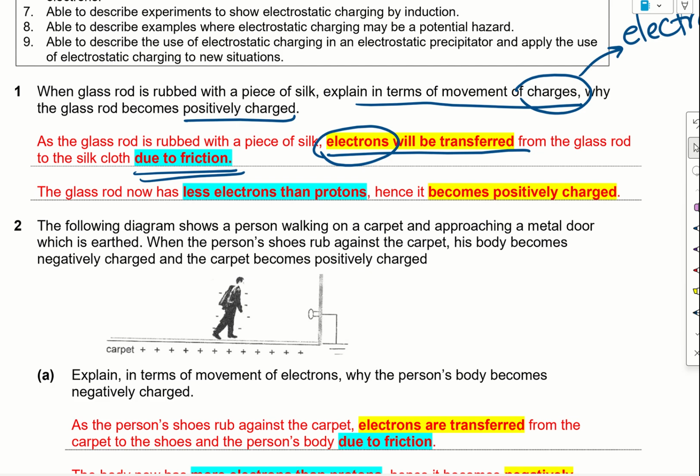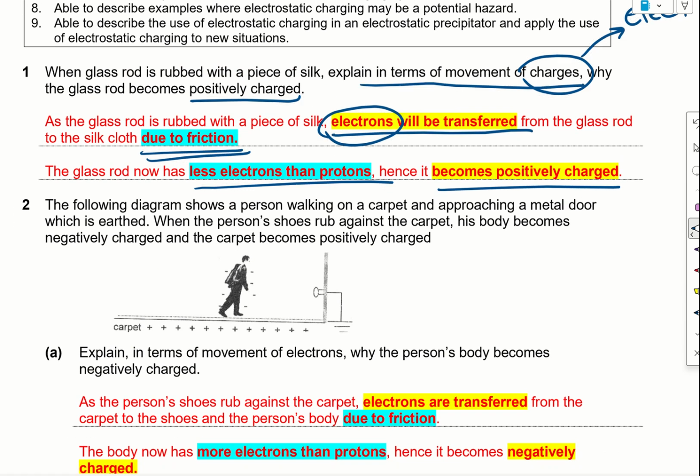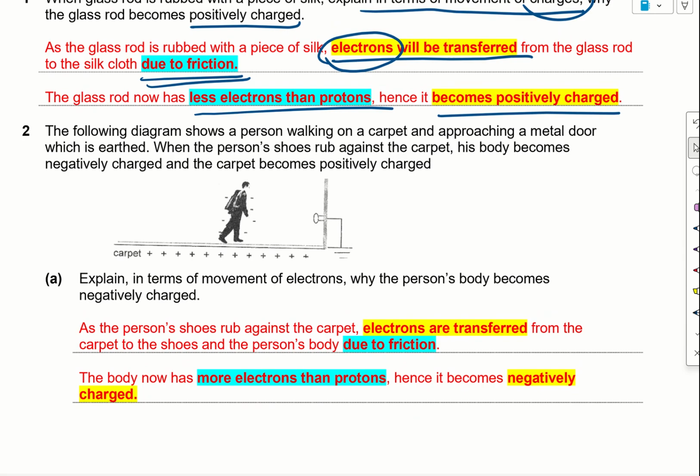Now the glass rod has fewer electrons than protons. Please be mindful that after electrons were transferred, it doesn't mean that the glass rod doesn't have any more electrons. It just means that it has fewer electrons, therefore it becomes positively charged. Okay, so question 2 is also about the same.